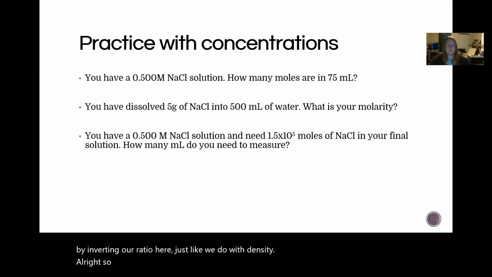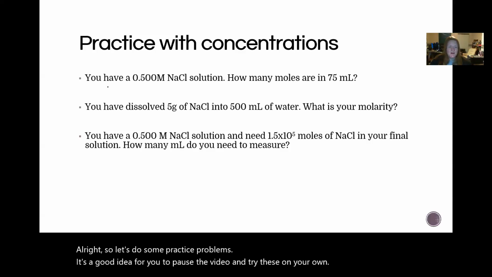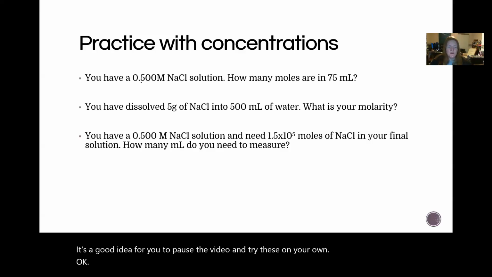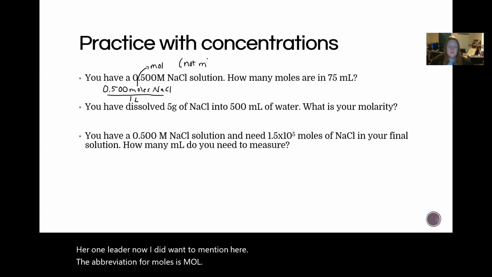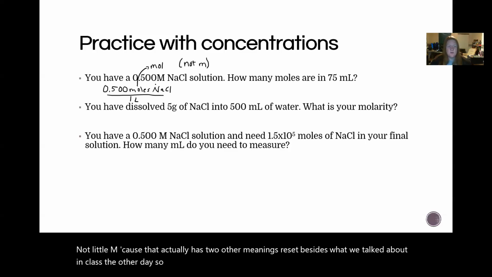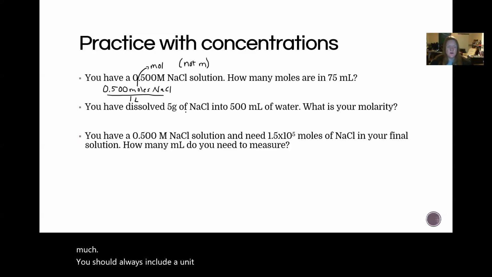All right, so let's do some practice problems. It's a good idea for you to pause the video and try these on your own, okay? So first things first, I see 0.500 molar, so I'm going to convert that into moles of NaCl per 1 liter. Now, I did want to mention here, the abbreviation for moles is mol, not little m, because that actually has 2 other meanings besides what we talked about in class the other day. So we don't want to abbreviate moles too much. You should always include a unit and a chemical with every concentration. And so the question asks, how many moles are in 75 milliliters?